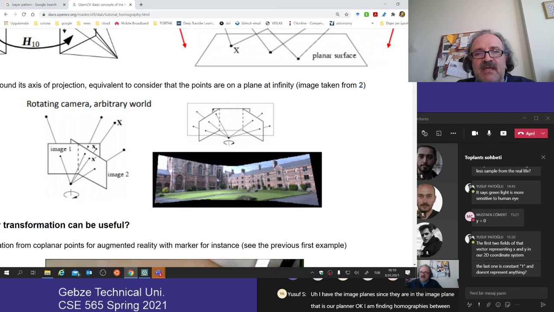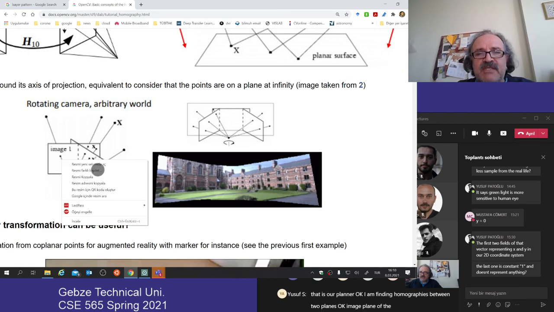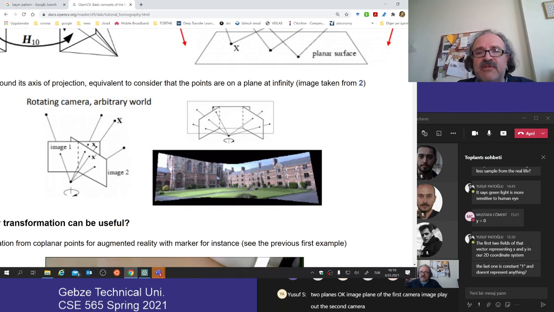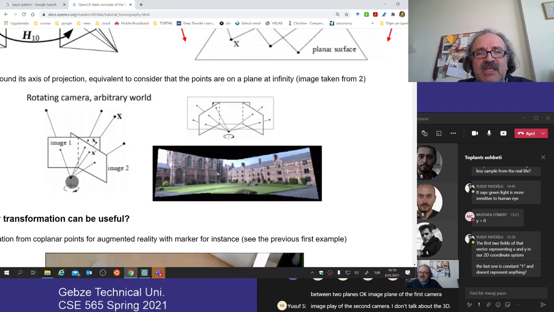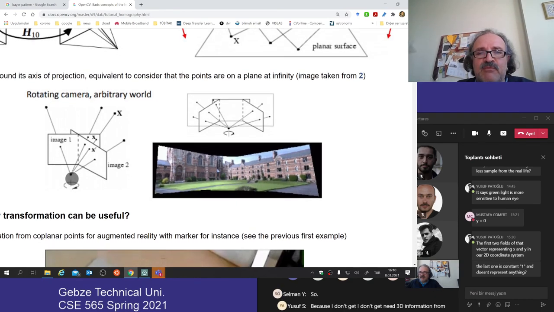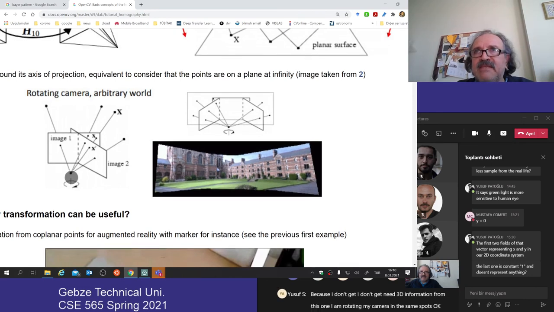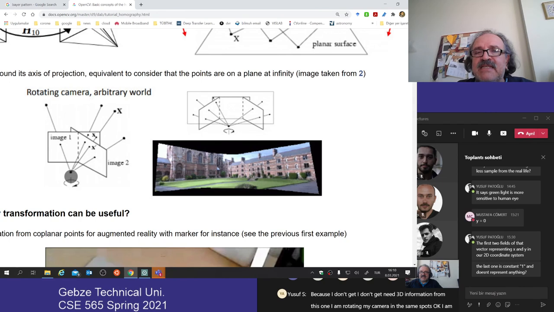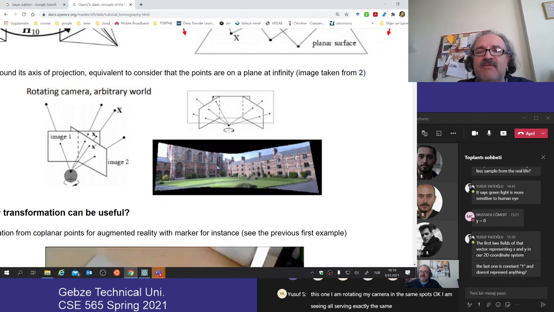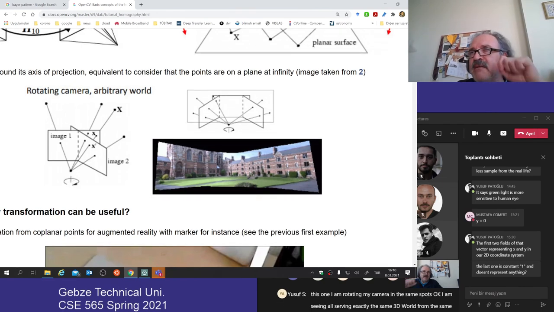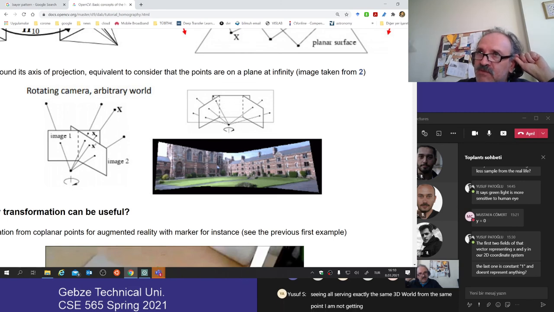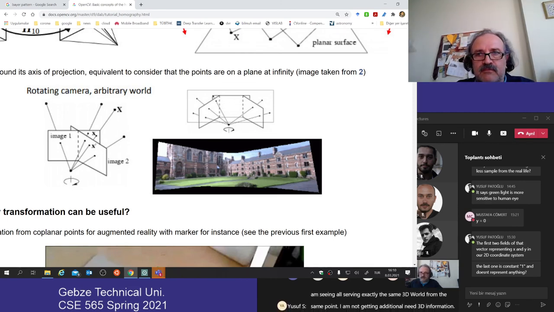Image plane of the first camera, image plane of the second camera. I don't talk about the 3D, because I don't get new 3D information from this one. I am rotating my camera on the same spot. I am observing exactly the same 3D world from the same point. I am not getting additional new 3D information.